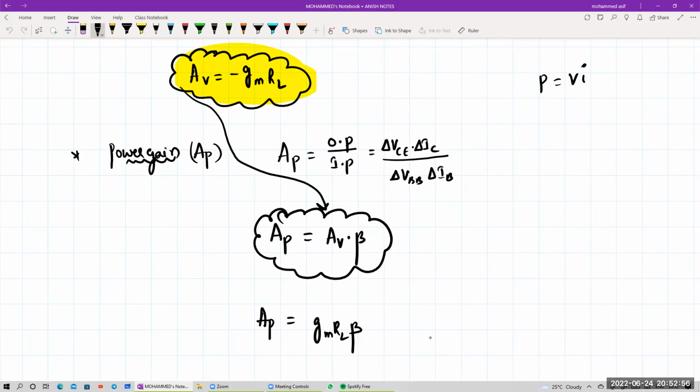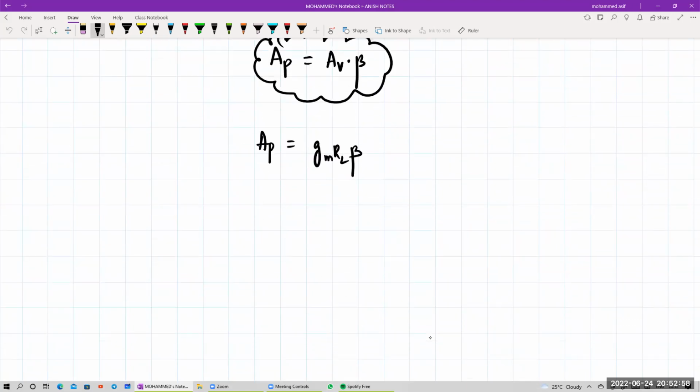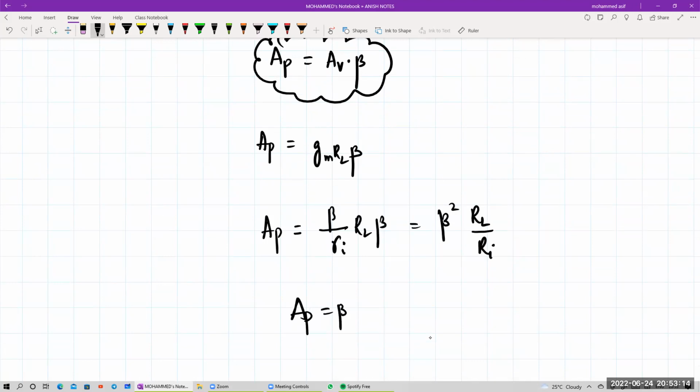Now what is GM? Beta by RI. Power gain is also equal to beta divided by input resistance, into output resistance, into beta. And this becomes beta square into output resistance by input resistance. So the standard formula for power gain is beta square into RL divided by RI. This will be your AP.